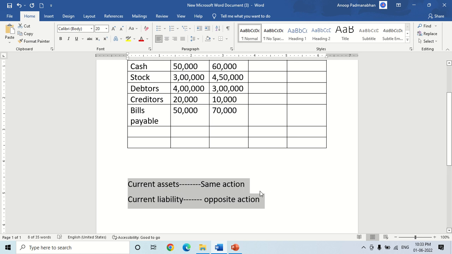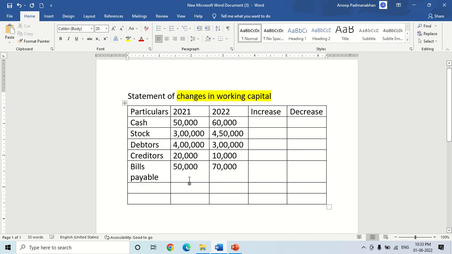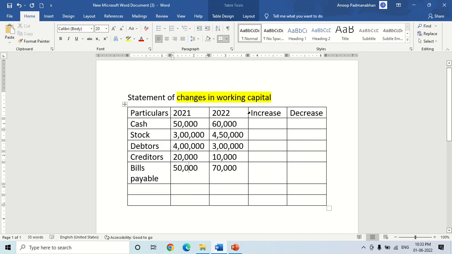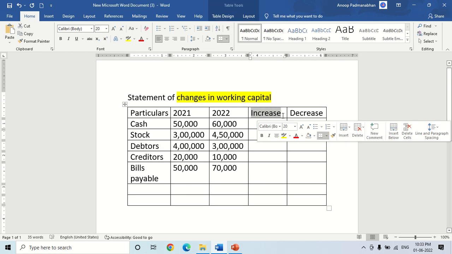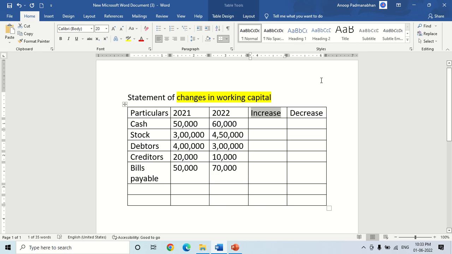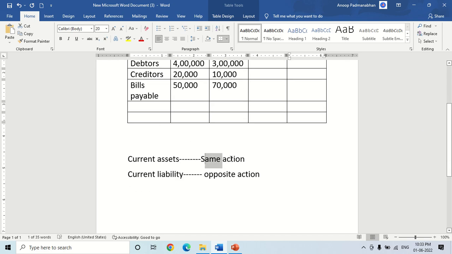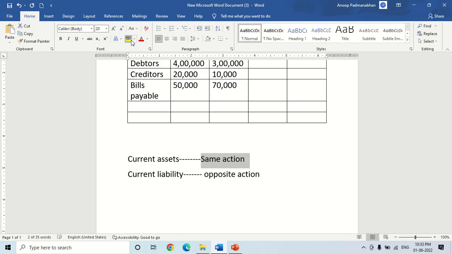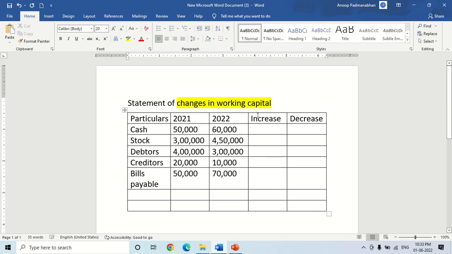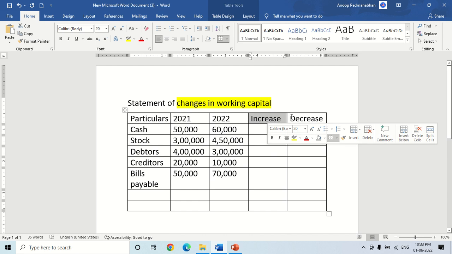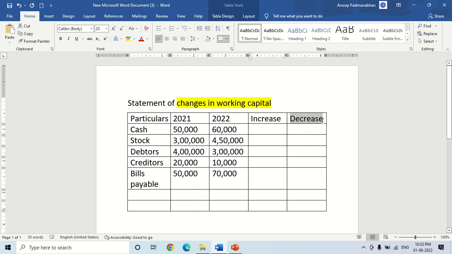So what is the same action? When current asset is increasing, we will write that value in the increase column. When current asset is decreasing, we will write it in the decrease column. That's what is called same action.